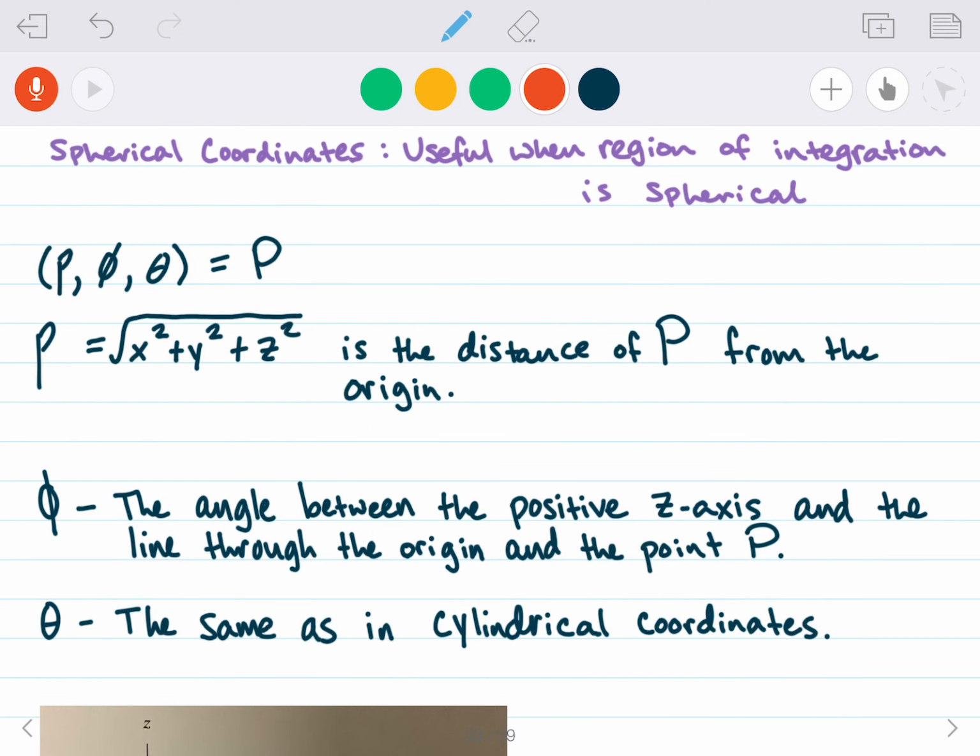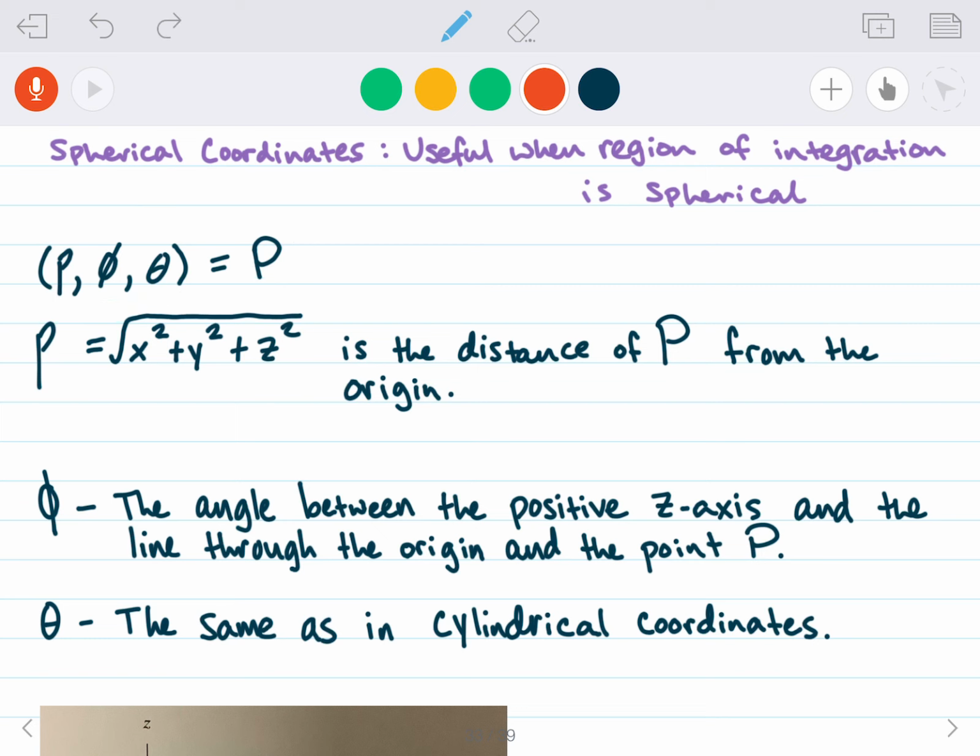So the final coordinate system that we're going to talk about is the spherical coordinate system. And this coordinate system is useful when your region of integration is spherical. It can make your life a lot easier if you have a super complicated integral. Spherical coordinates can help. So we talked about rectangular: to just describe a point in space, we can use rectangular, x, y, and z. We can use cylindrical, where we describe a point by r, theta, and z. And finally, we're going to talk about spherical. So we can describe a point in 3 dimensions with 3 things.